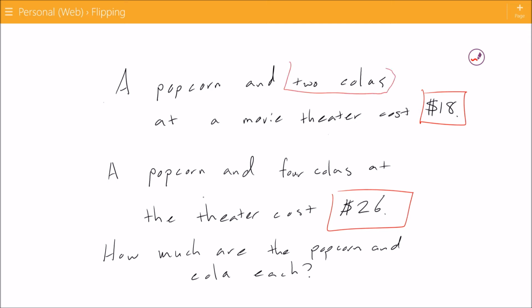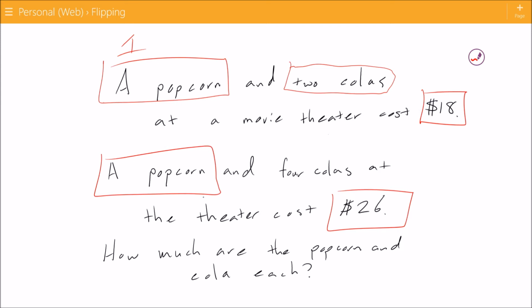Well, I've got two colas. I've got a popcorn there. That's really one when we see that A there, right? Same thing down here. And of course, we've got four colas down here.